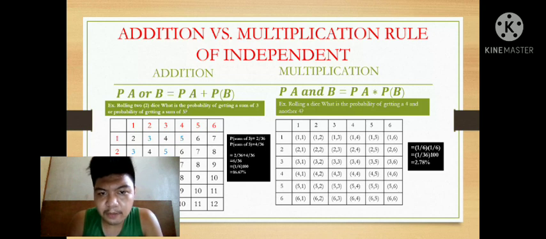Multiplication: probability A and B equals probability A times probability B. Example, a dice. What is the probability of getting a 4 and another 4? You can see in the table, 1 over 6 times 1 over 6 equals 1 over 36. Times 100, 2.78% that you are getting the 4 and another 4.